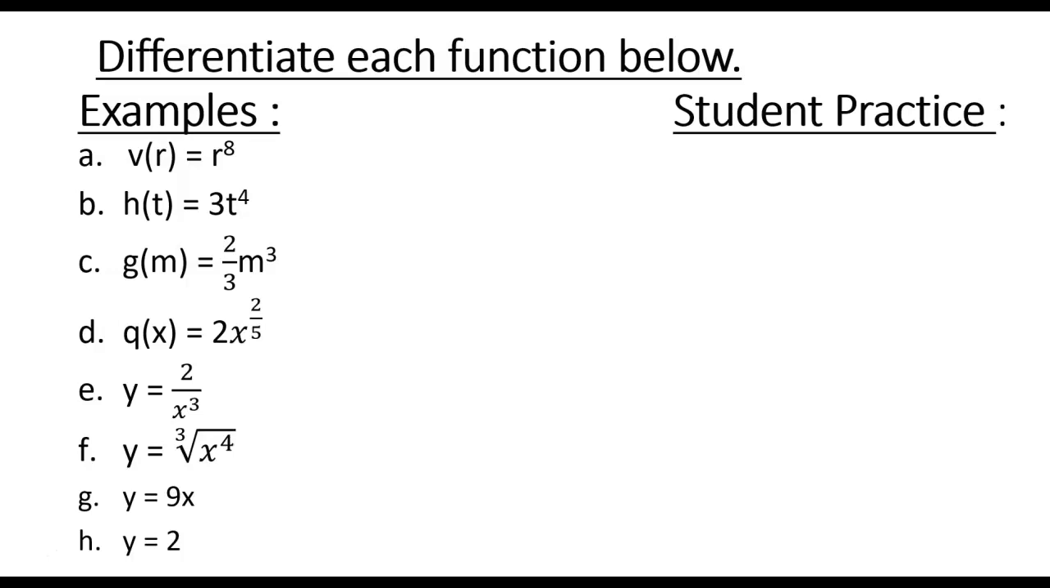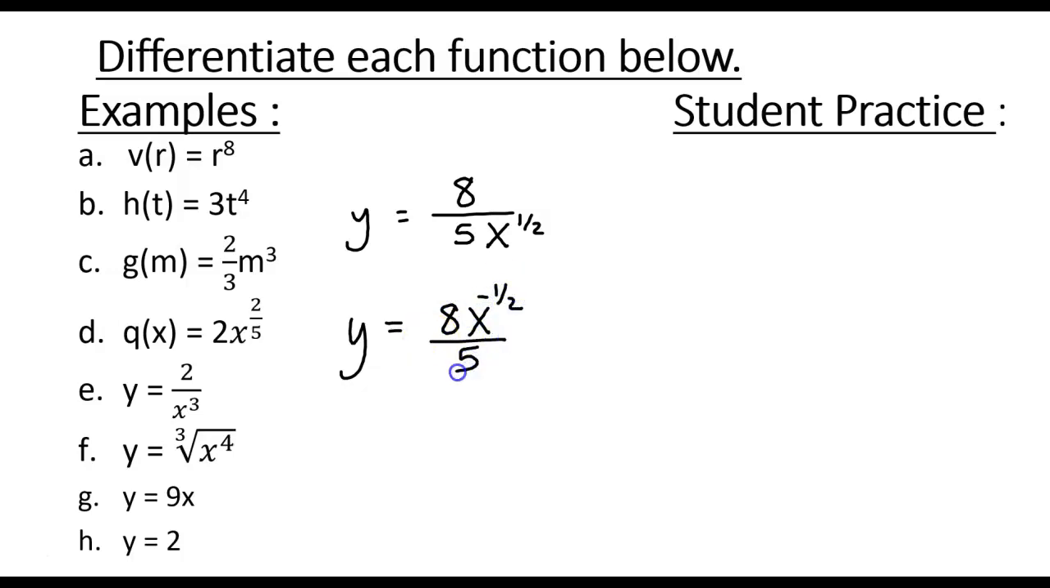Let's say that I have 8 over 5x to the half power. Pause the video here and see if you can rewrite it. I did it again. I put a prime in. We're not supposed to put a prime there because I haven't taken the derivative yet. So we're going to put the x to the half on the top with the 8, but it's going to become negative. We're going to keep the 5 on the bottom.